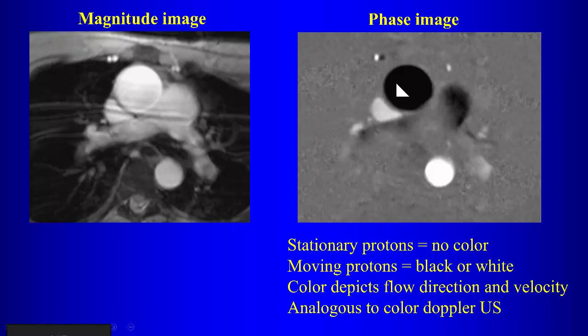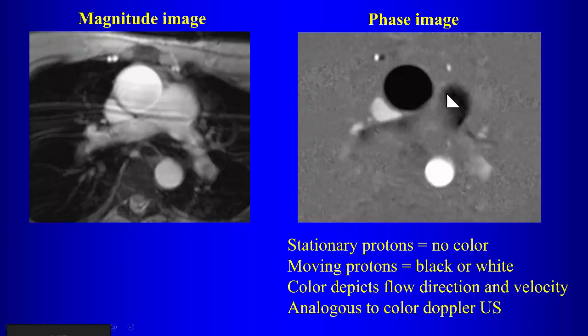The blackness and the whiteness of the image has to do with how fast it's moving. So here, the faster it's moving up, the more black it will be depicted. The faster it's moving down, the more white it will be depicted. So you'll notice that the velocity in the pulmonary artery is not as dark as the ascending aorta, because the velocity here is less than the velocity in the ascending aorta, okay? So this gives us a pictorial display of the direction of motion and the velocity of the motion. These are called phase images.